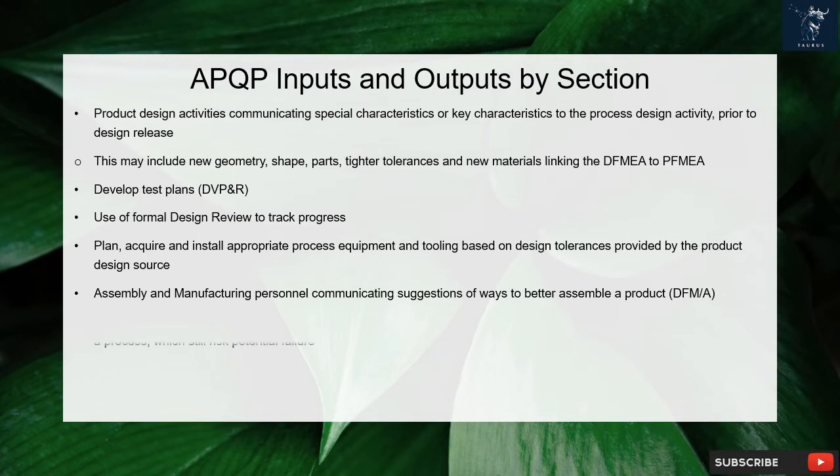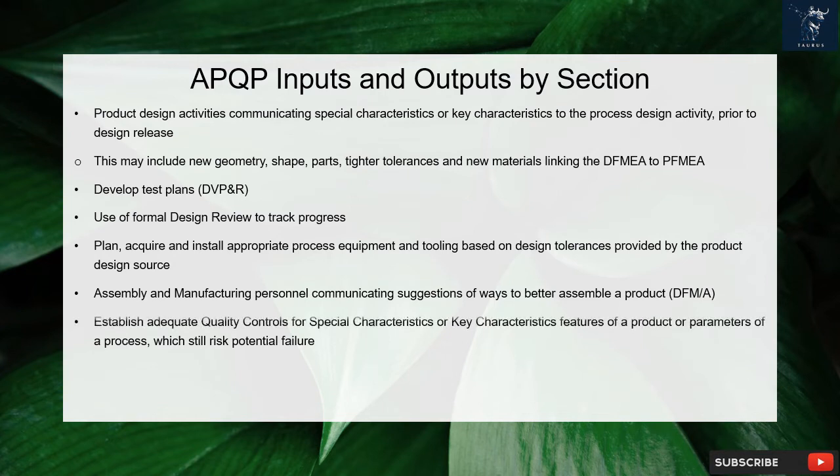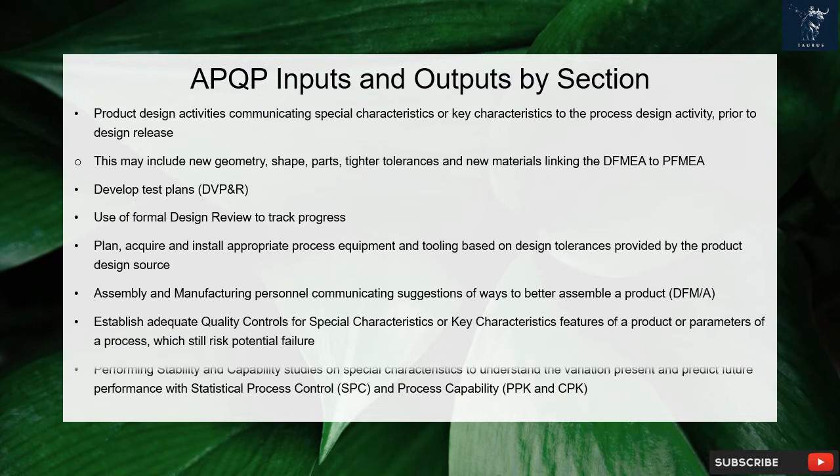Acquire and install appropriate process equipment and tooling based on design tolerances provided by the product design source. Assembly and manufacturing personnel communicating suggestions of ways to better assemble a product, DFMA. Establish adequate quality controls for special characteristics or key characteristics, features of a product or parameters of a process which still risk potential failure. Performing stability and capability studies on special characteristics to understand the variation present and predict future performance with statistical process control, SPC, and process capability, PPK and CPK.